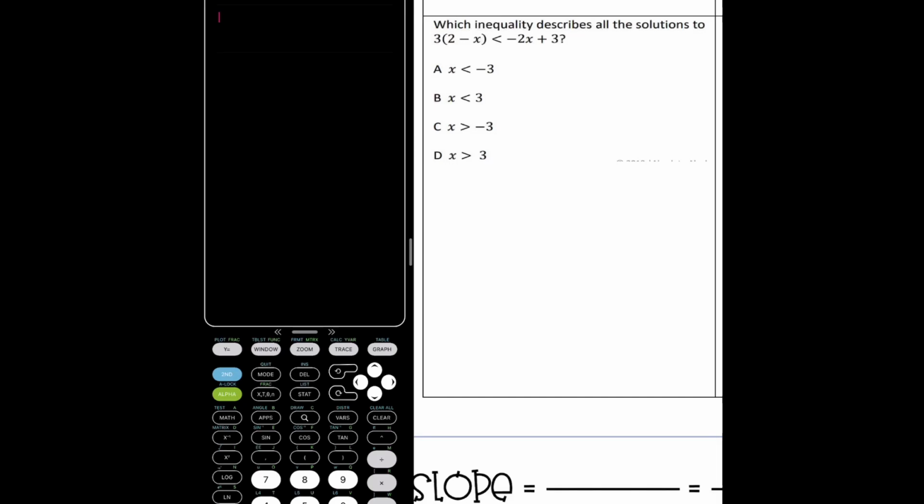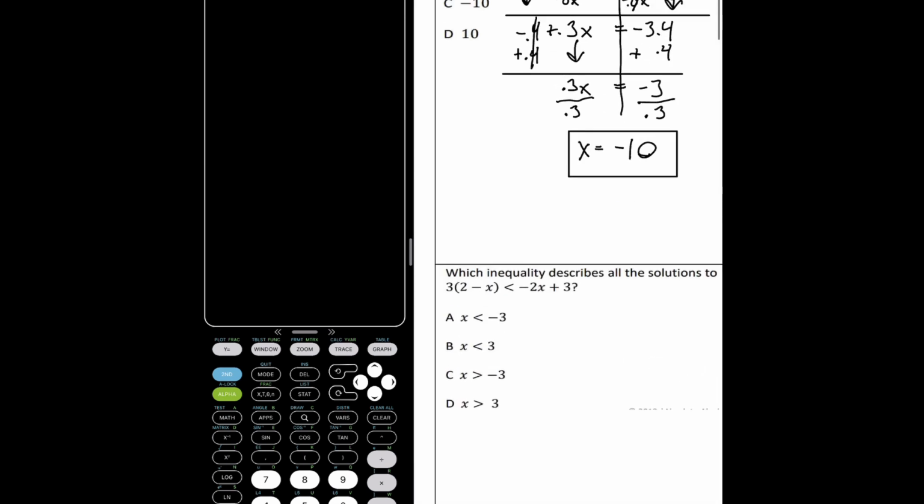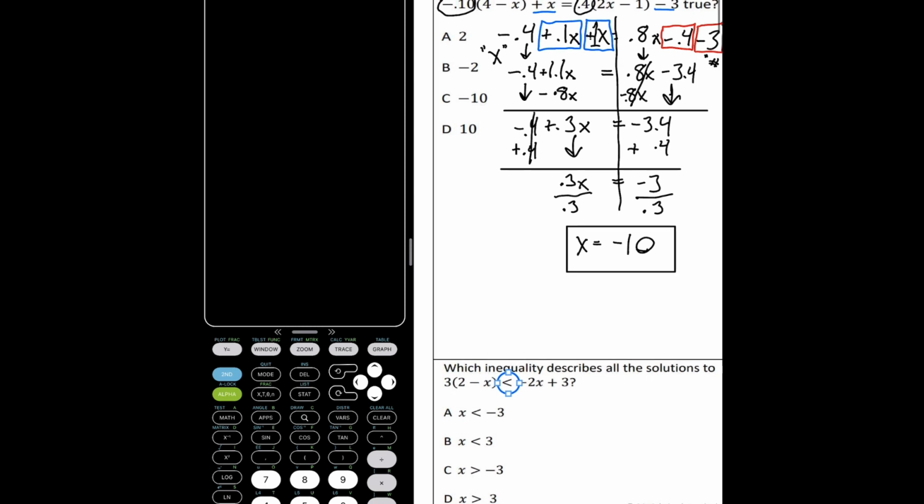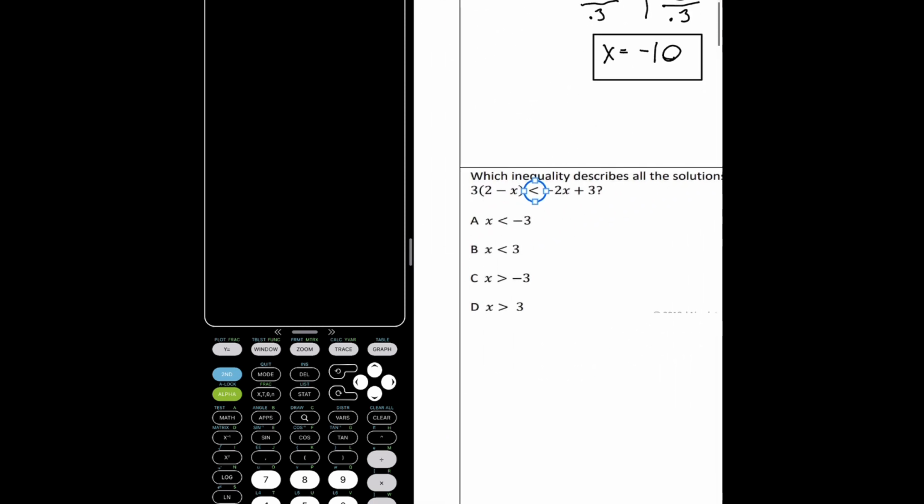All right, here we go. The third question on our warm-ups is slightly different. As you can see, this question has an inequality sign in the middle, where our previous questions had equals signs, right? The previous two have equal signs. This one has that inequality, a less than sign in the middle.